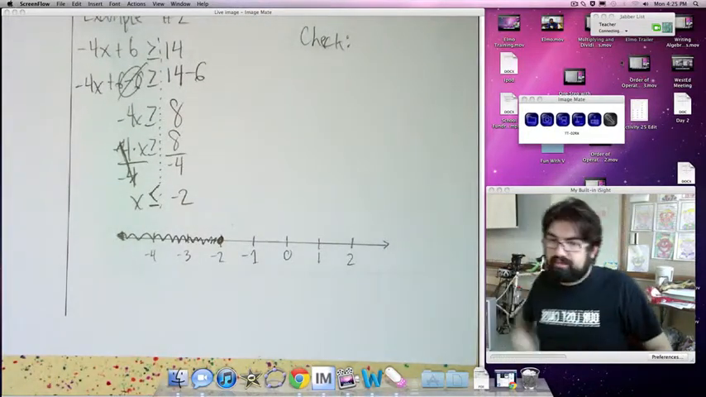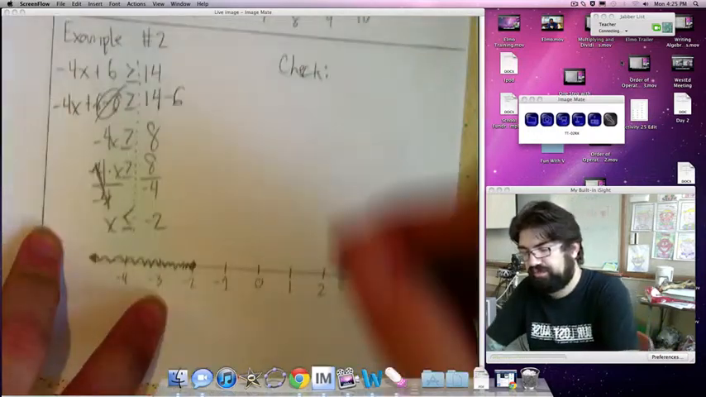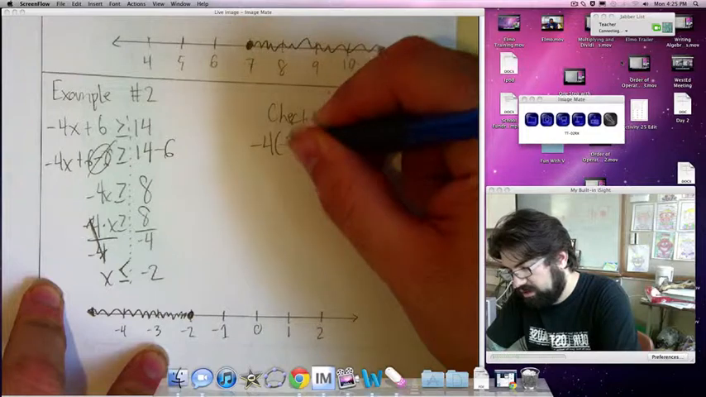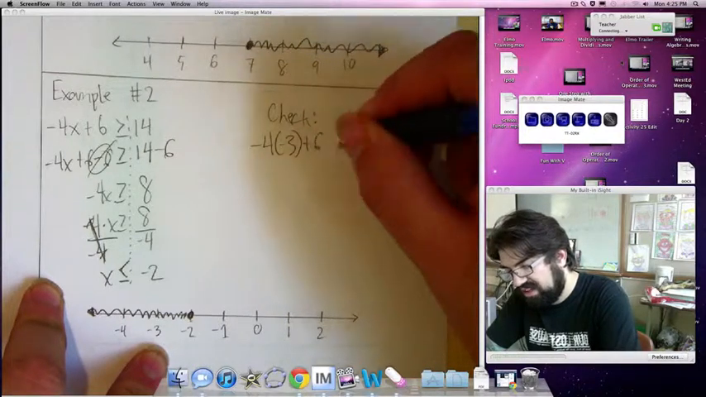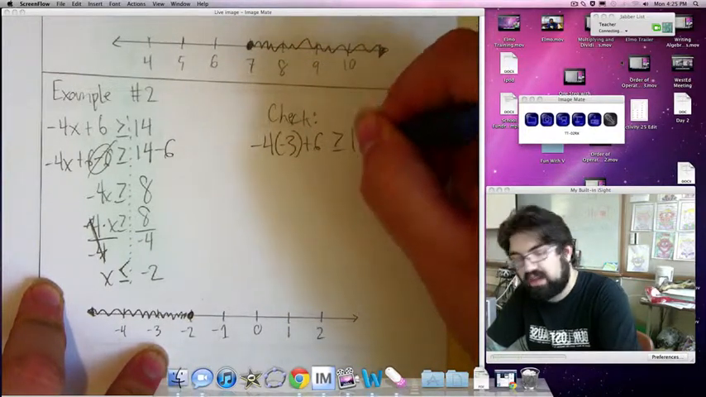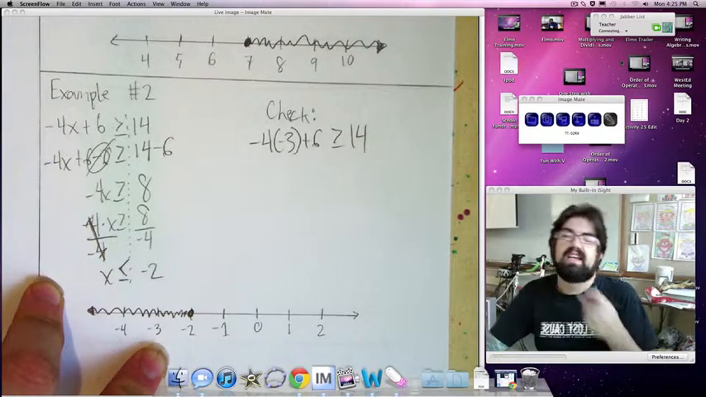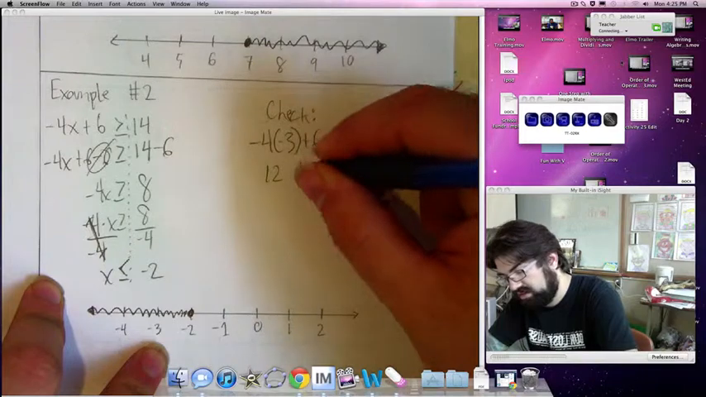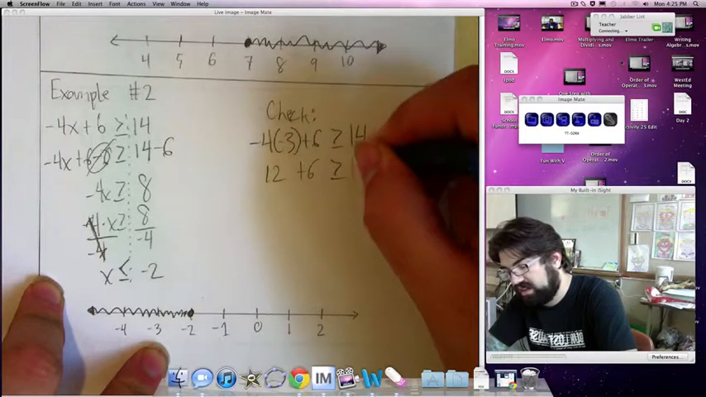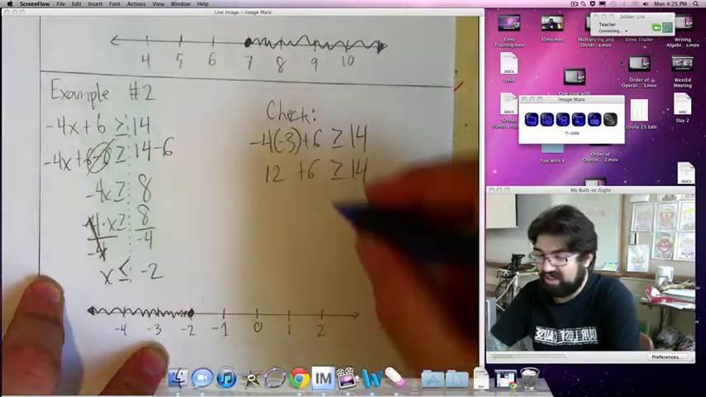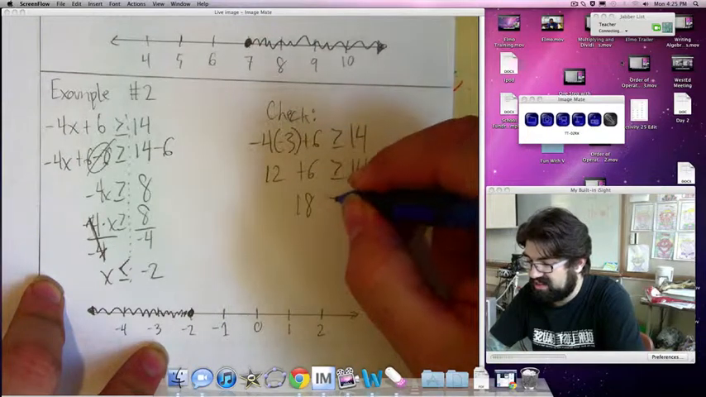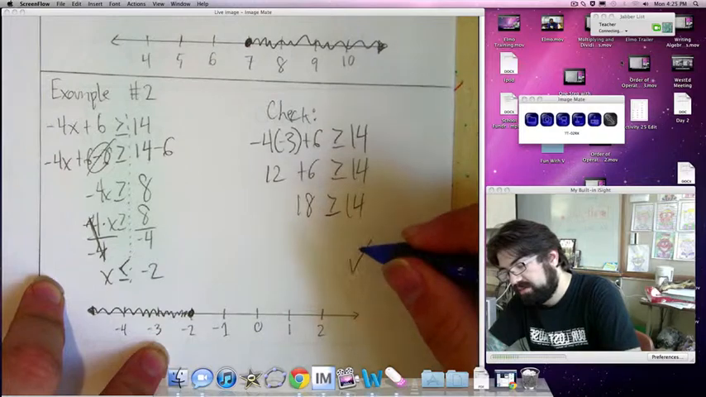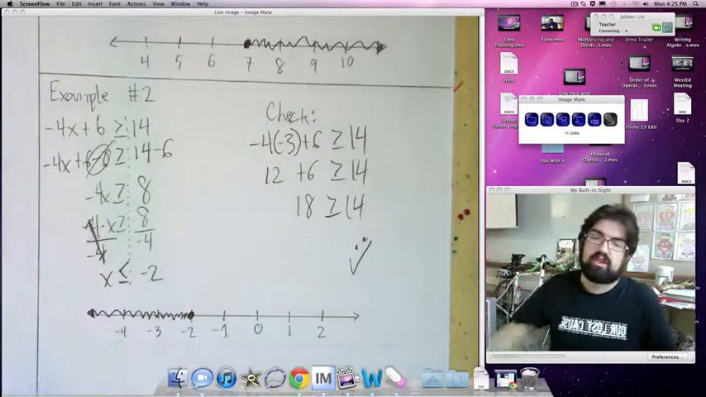Let's do our check. Let's use negative 3. So I go up here. Negative 4 times negative 3 plus 6. Is that greater than or equal to 14? It's a great question. A negative times a negative is a positive, and we get 12 plus 6. Is that greater than 14? Well, 2 plus 6 is still 8, so we got 18. Is that greater than 14? Absolutely, 18 is bigger than 14. So we're good.